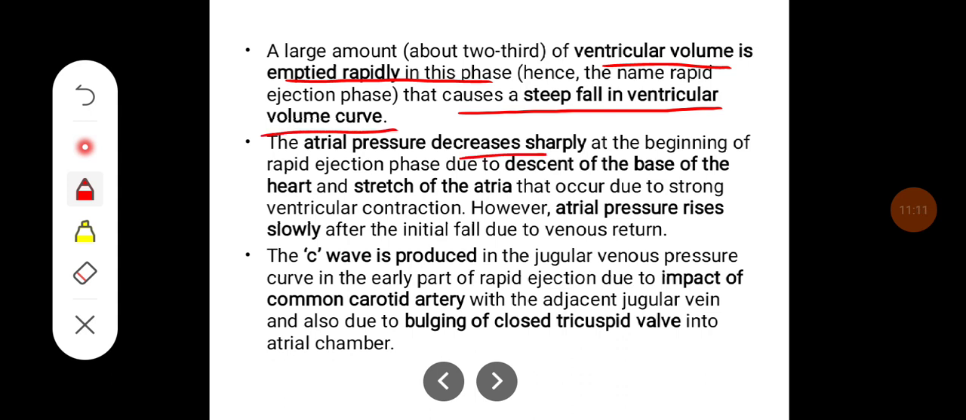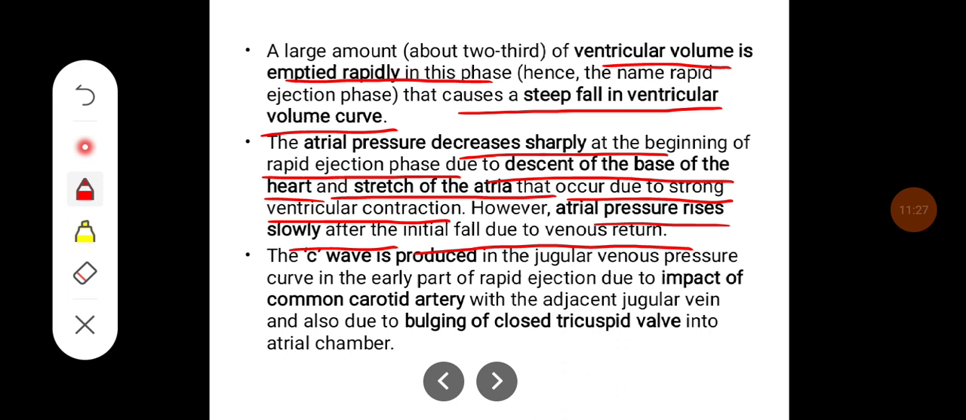The atrial pressure decreases sharply at the beginning of the rapid ejection phase due to the descent of base of the heart and stretch of atria that occurs due to strong ventricular contraction. However, atrial pressure rises slowly after the initial fall due to the venous return. The C wave is produced in the jugular venous pressure curve in the early part of the rapid ejection due to the impact of common carotid artery with adjacent jugular vein and also due to the bulging of closed tricuspid valve into the atrial chamber.